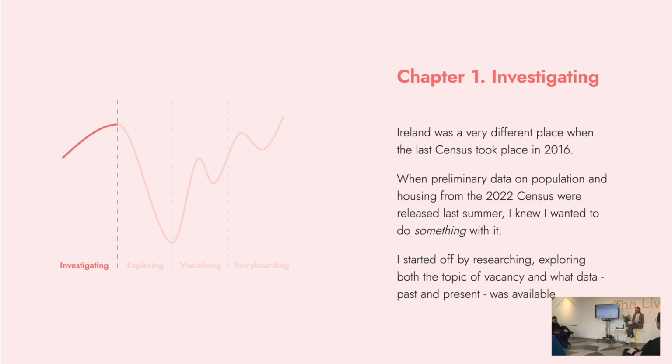So in April 2022, there was a census, and the results from the census are drip-fed out across a few years, because there's a lot that goes into aggregating this information. The first readouts from the census were last summer, and that was around population and housing. Their preliminary results came out in June. As soon as they came out, I knew I wanted to do something with it.